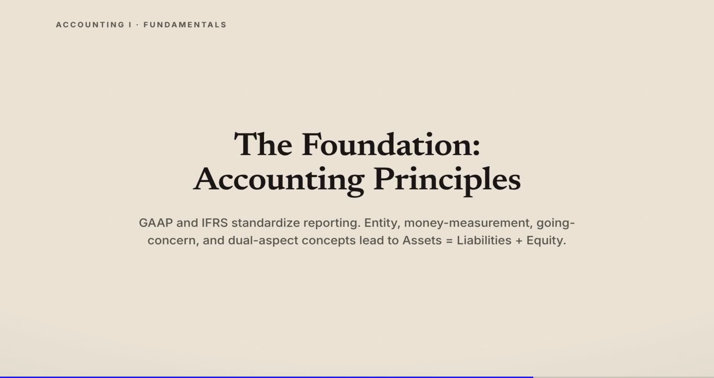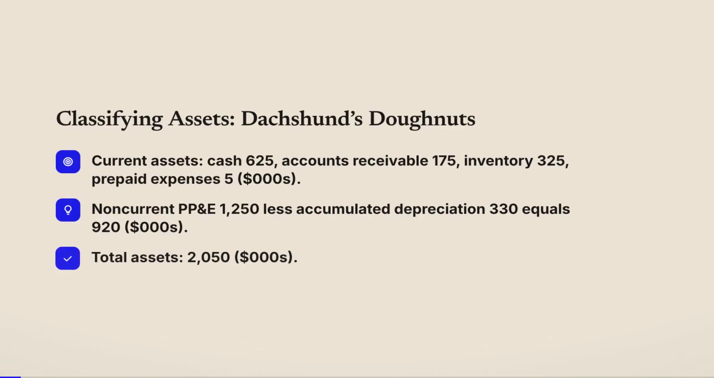That logic produces the accounting equation: assets equal liabilities plus equity. Assets are the resources controlled by the entity. Liabilities are claims by outsiders. Equity is the owner's residual claim. Double-entry bookkeeping records both sides so the equation remains balanced. Let's apply those definitions to Dathsoon's Donuts.